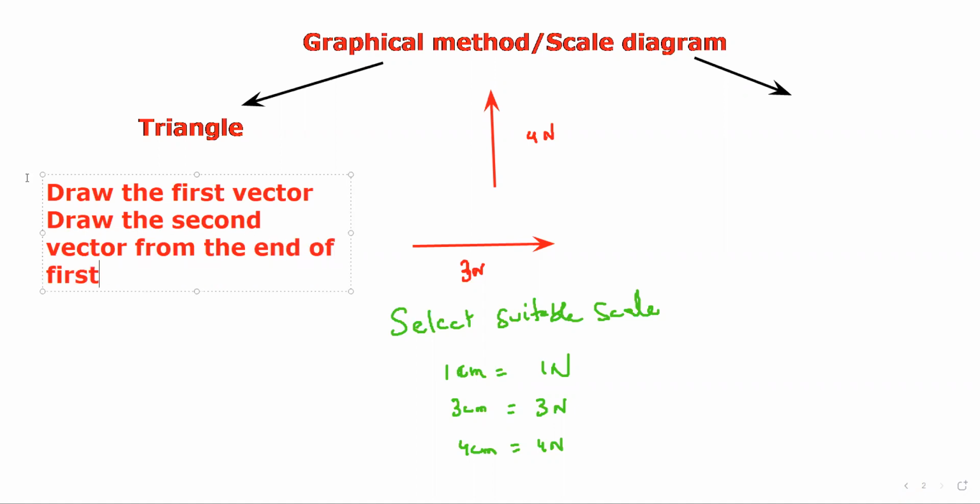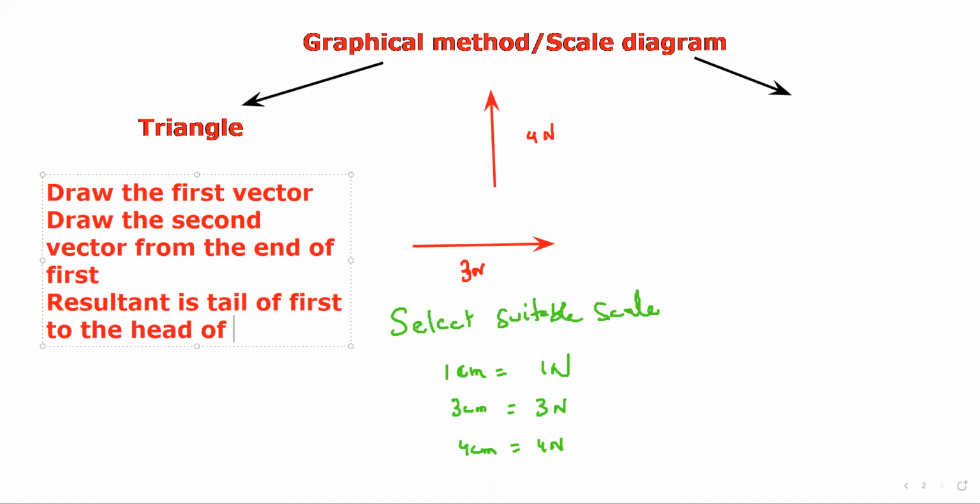And the resultant is the tail of the first to the head of the second. What does it mean? We already selected that we have two vectors. One is 3 Newton, another one is 4 Newton. So 3 Newton is 3 centimeter and 4 Newton is 4 centimeter.